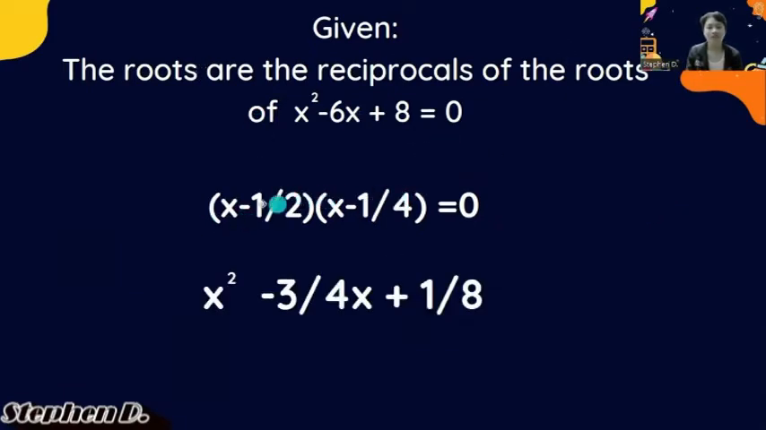Then we substitute that in our equation. So x minus 1/2 times the quantity x minus 1/4. If we use the FOIL method, we will get x squared minus 3 over 4 x plus 1 over 8.